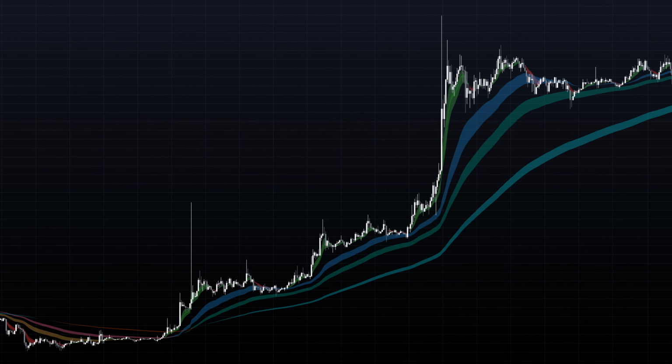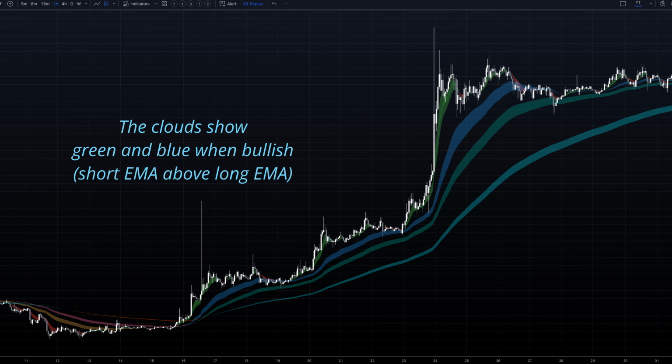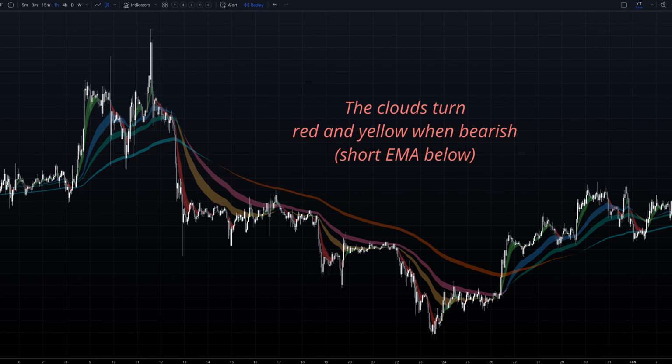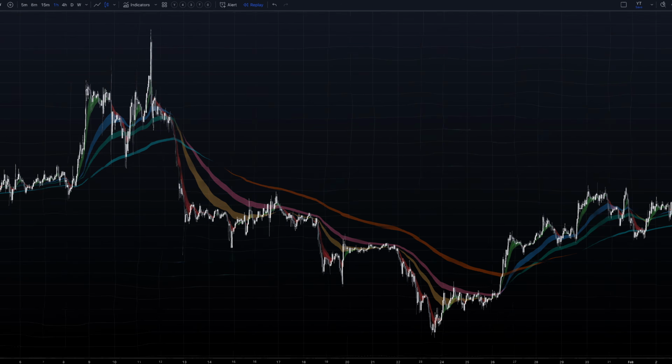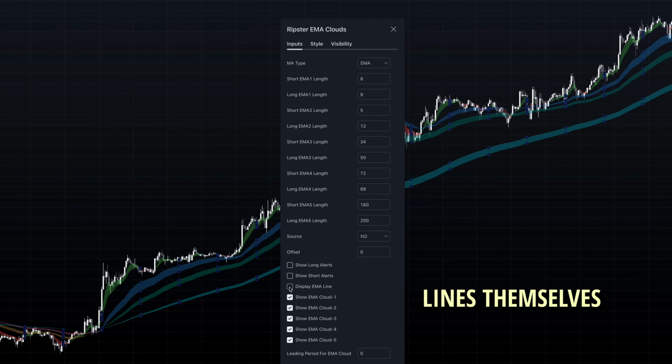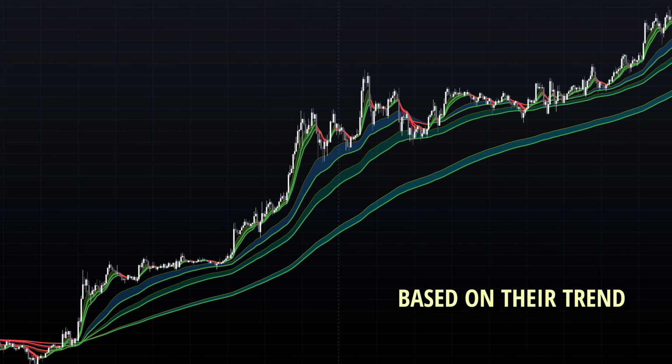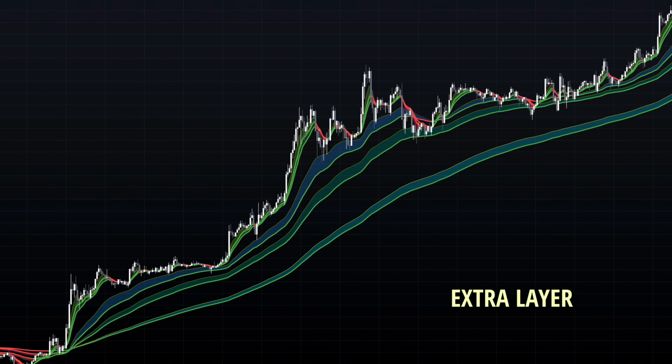The clouds are color-coded for clarity: green and blue for bullish conditions, shorter EMA above the longer EMA, and red and yellow for bearish conditions, shorter EMA below. Users can also display the EMA lines themselves, which change color based on their trend direction, adding an extra layer of insight.